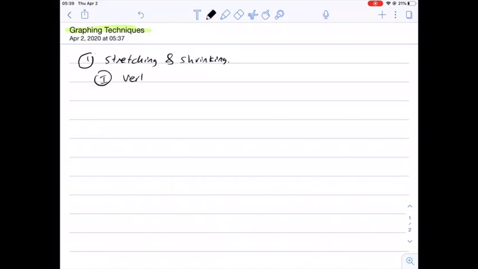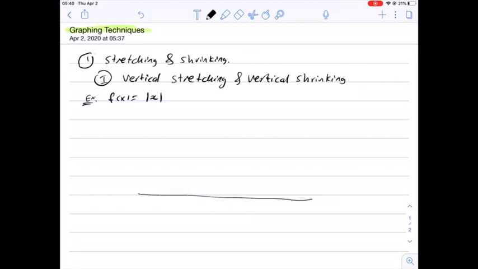So first, let's talk about vertical stretching and vertical shrinking. Let's take an example of this. We want to work on f of x equals absolute value of x. So let's start with this example.